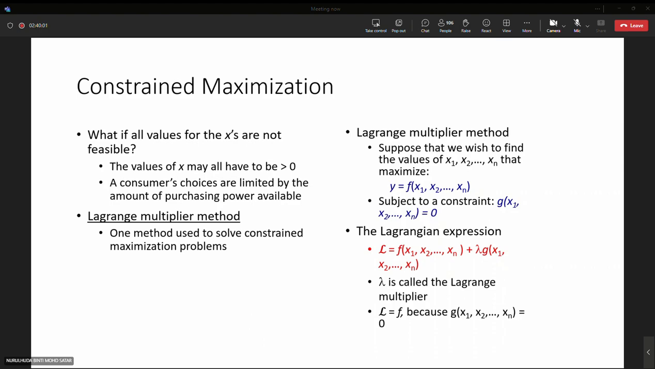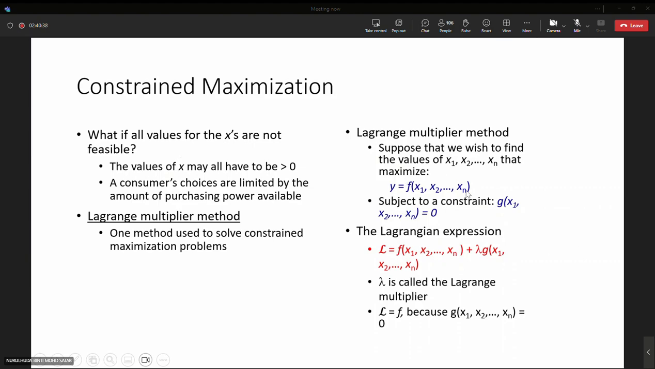So without the constraint, we can straight away solve for the first order condition, right? First derivative of the function with respect to the choice variable and solve them. But since there is a constraint, or there might be a case where we have more than one constraint, then we have to take into consideration all of these constraints, right? So the Lagrangian multiplier method is a way that we can solve the constrained optimization problem.